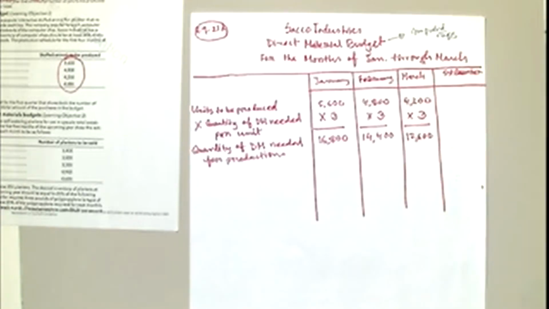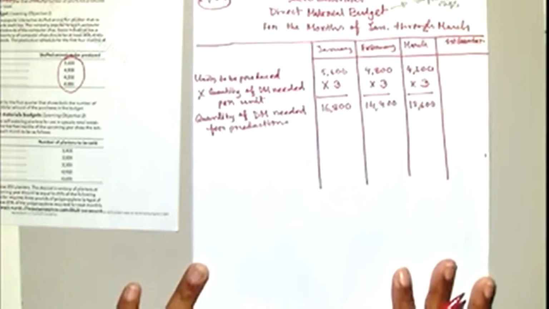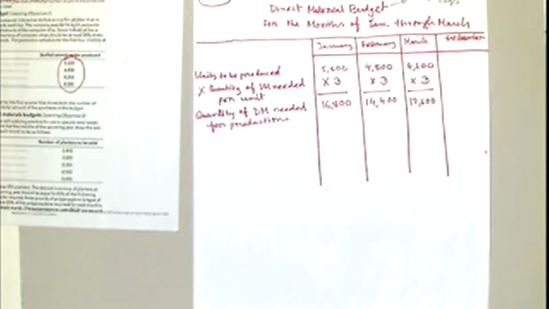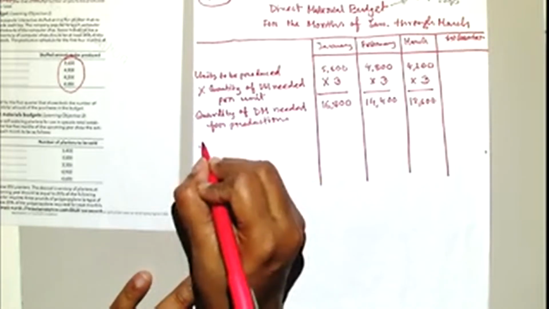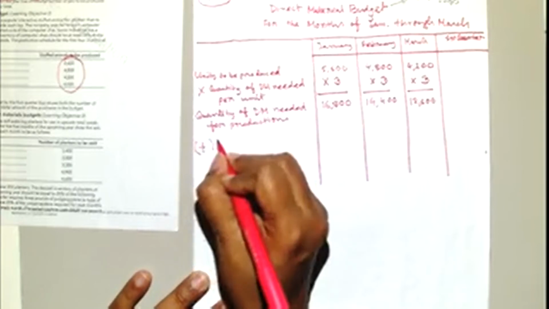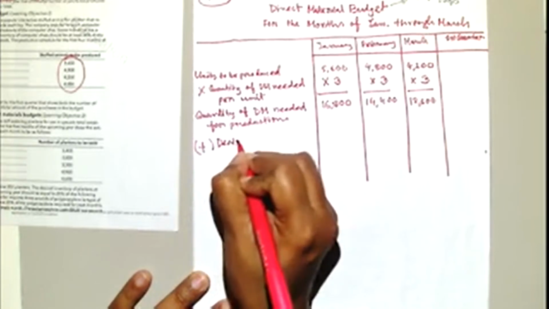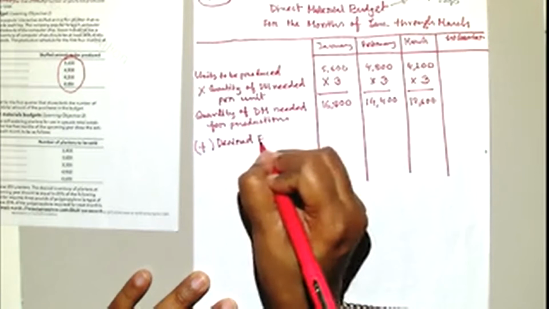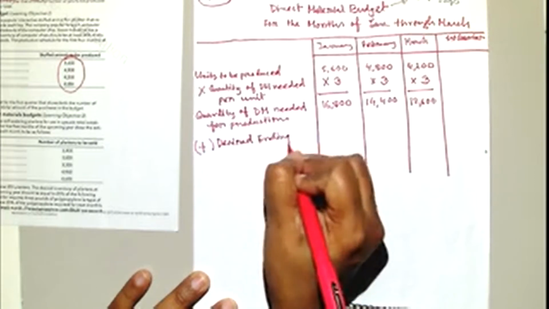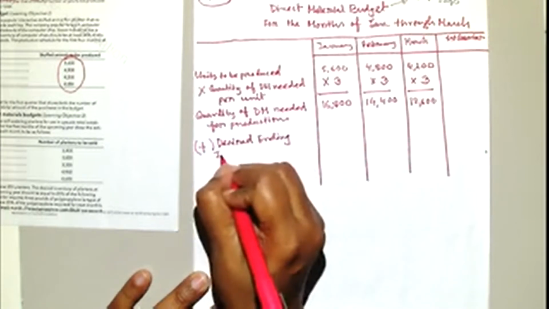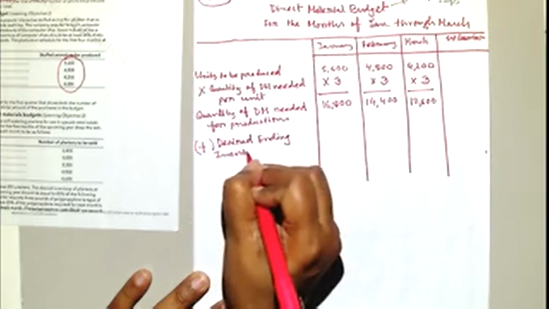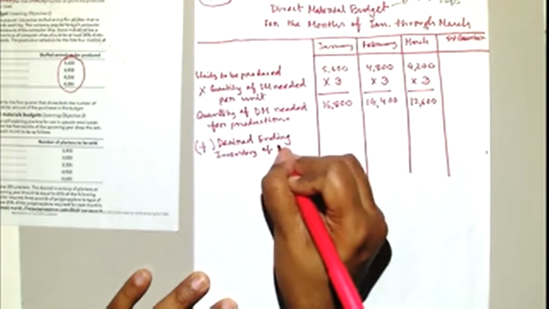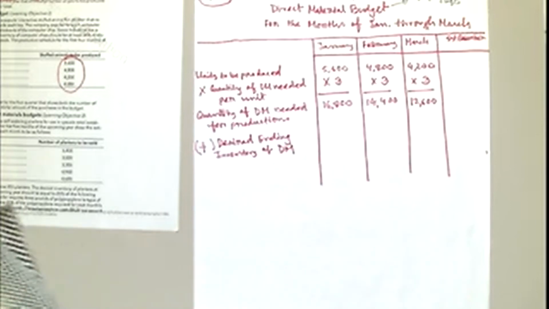Now, you have to check what you need to keep for your ending inventory. The idea is same. You have to save some safety ending inventory. So you're going to add plus desired ending inventory. Again, everything is for computer chips. Desired ending inventory of direct material. Now, can you check if there is any clue how many units you want to save as ending inventory?